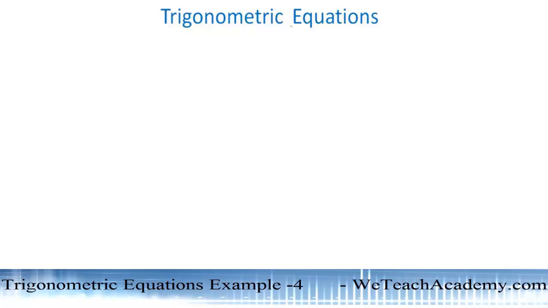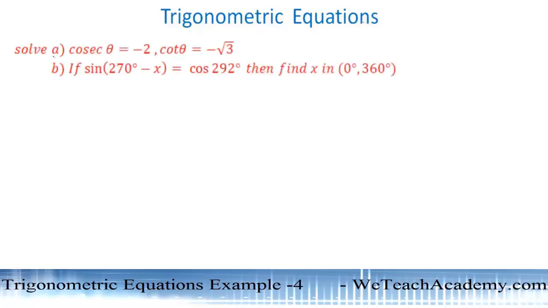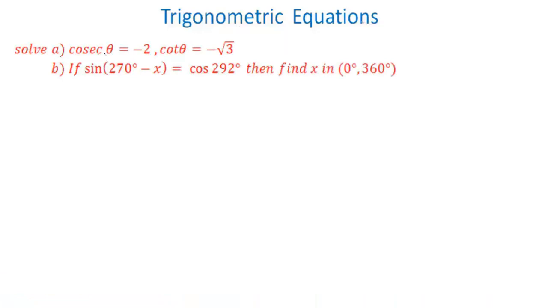Here in this section we are going to prove an example under the concept called trigonometric equations. So here we have to solve two equations such as cosecant theta is equal to -2 and the other equation is cot theta is equal to -√3. And then coming to the next bit, which is B bit, we have if sine of (270 degrees minus x) is equal to cos 292 degrees, then find x in 0 degrees, 360 degrees.